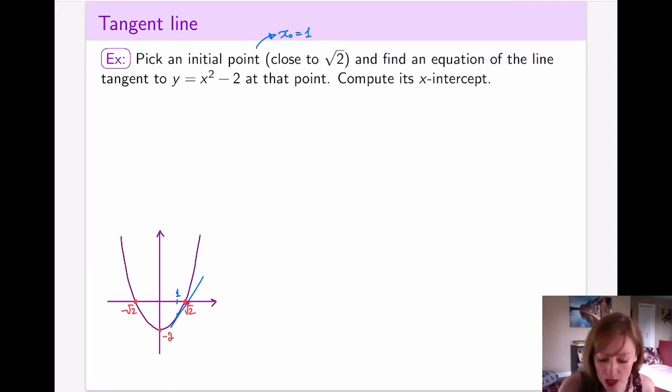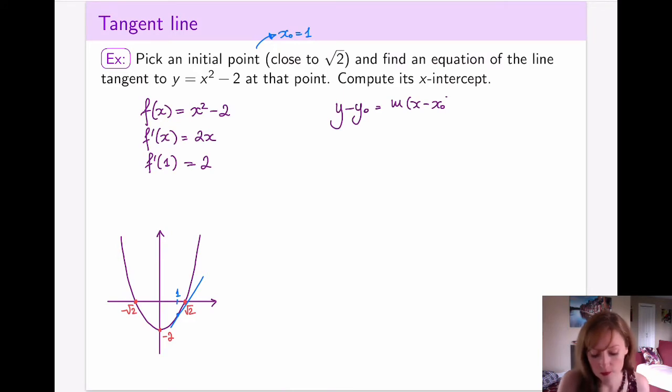Okay, so let me remind you that my function is x squared minus 2. And now I need to find an equation of a tangent line to this function at point 1. So for that, I'm going to compute the derivative, and I need my derivative at 1. So I'm going to plug in 1, and then I'm going to take the equation that we've already used several times and plug all of this information into there. Okay, so what do I have here? My slope, I've just computed to be 2.